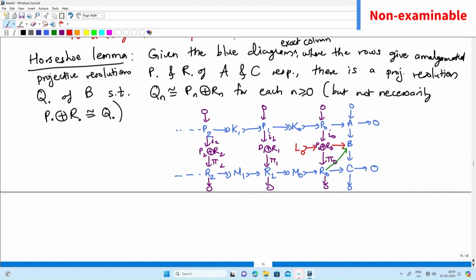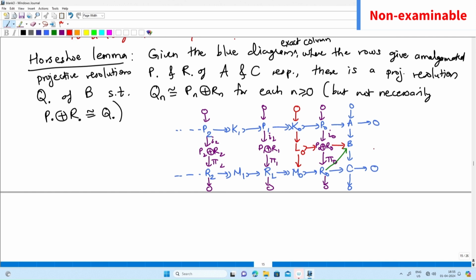Okay. Now, imagine the snake lemma situation with two exact columns. See, these two columns, P0, P0 direct sum R0, R0, A, B, C. This is exactly the snake lemma situation. So therefore, and it is like two full exact sequences, 5-term exact sequences. So therefore, I know by snake lemma that there exists this one, and then a snake map to 0, and then something in the middle.